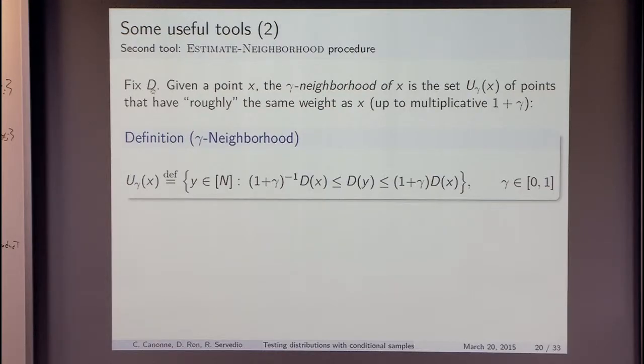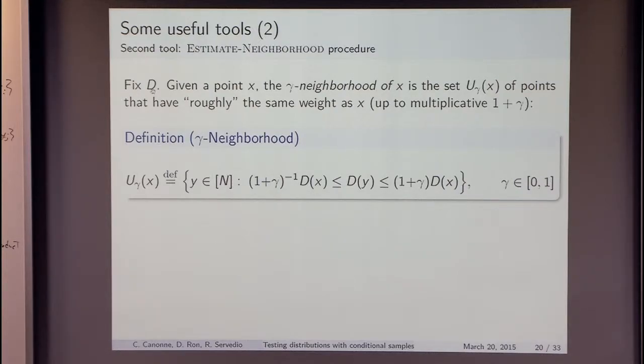You might be interested in how typical is this point x? What fraction of the weight of the distribution is on points that have about the same amount of weight as x? Okay, so we're going to call this the gamma neighborhood of x, the set of points who have, up to some multiplicative 1 plus gamma factor, the same amount of probability mass as x does. So that's this notion of the gamma neighborhood of x.